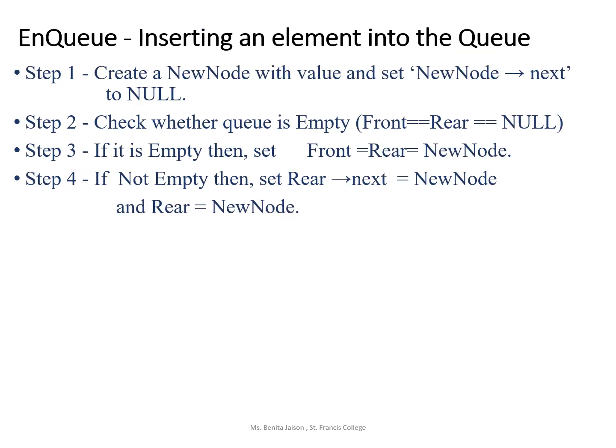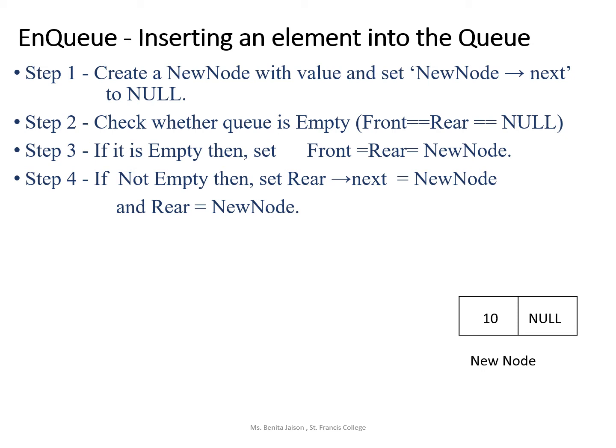Now we will see the steps for inserting an element into a queue. First, create a new node with the value to be inserted and set the new node's next to null. Now check whether the queue is empty. The condition to check is: if front and rear pointers are pointing to null, then the queue is empty.